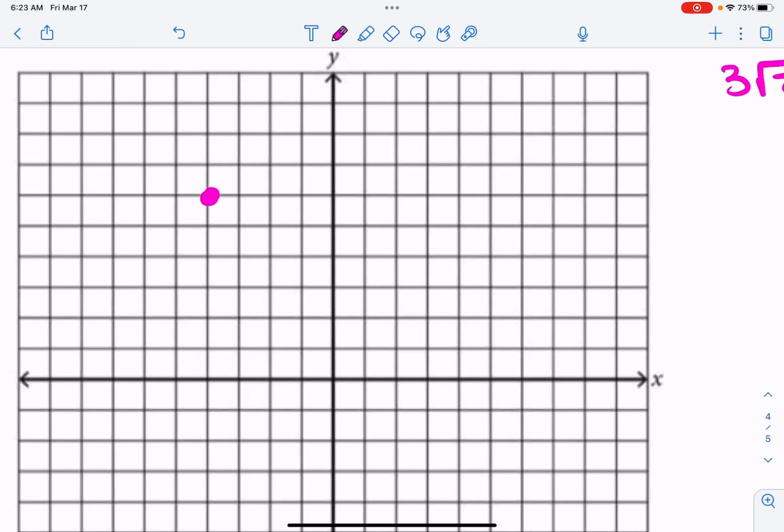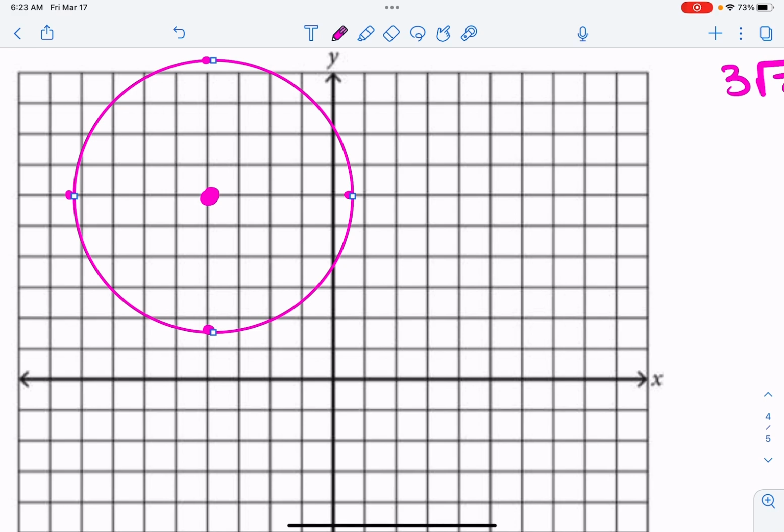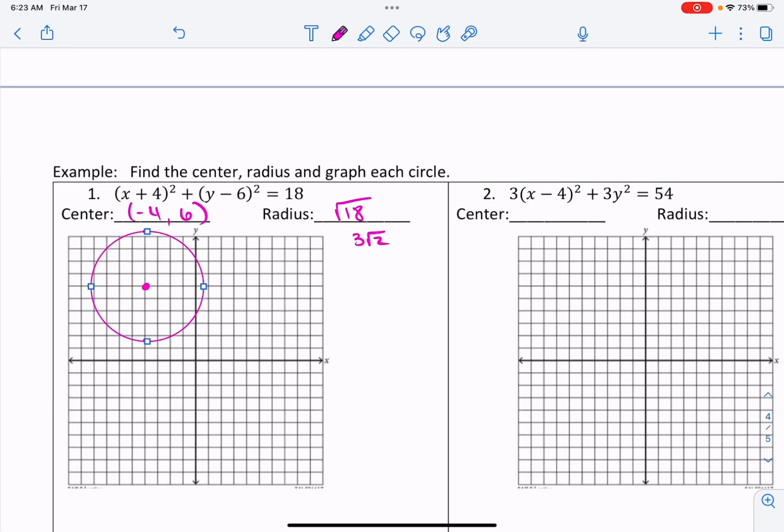So we're going to move over 4 units horizontally, both directions, and 4 units vertically. So we get 1, 2, 3, 4, and a little bit, in each direction, because the square root of 18 is about 4.2. And then from there, all we're going to do is go ahead and draw our circle. And there it is. That is our circle with center at negative 4, 6.